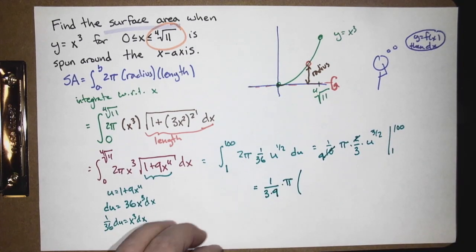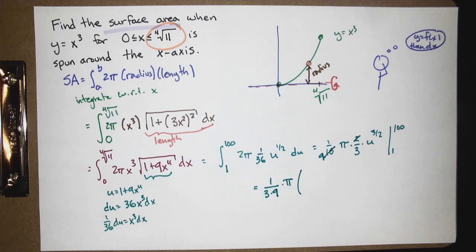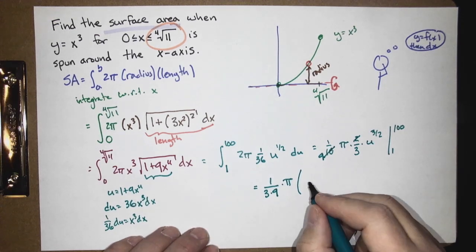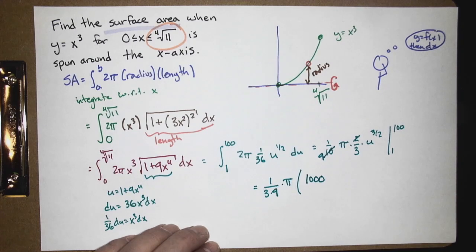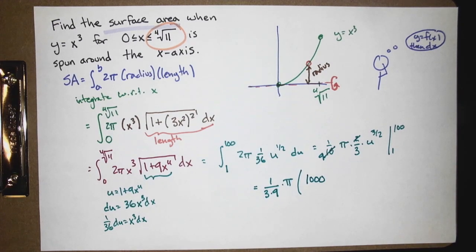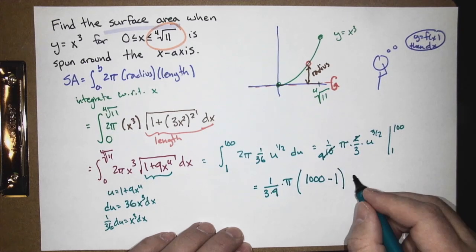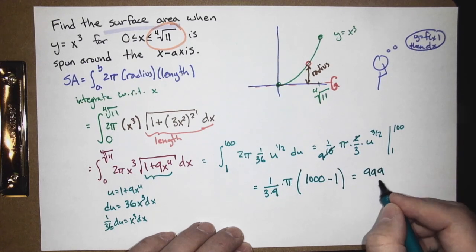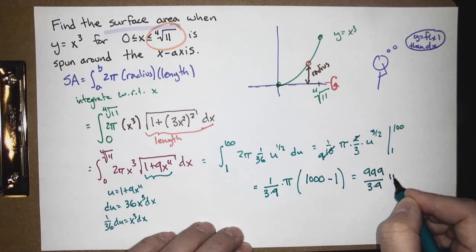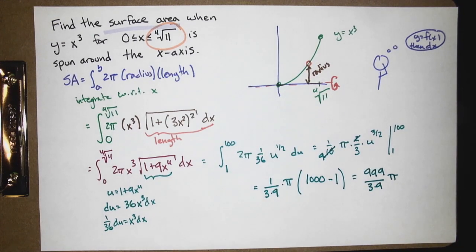What is 100 to the 3/2 power? Now, if you take 100 cubed, you get 1,000,000. Square root of 1,000,000. 1,000. You can also take the square root of 100 and get 10. And 10 cubed is 1,000. How about 1 to the 3/2? It's 1. Okay, so we have 999 divided by 3 times 9 times pi.